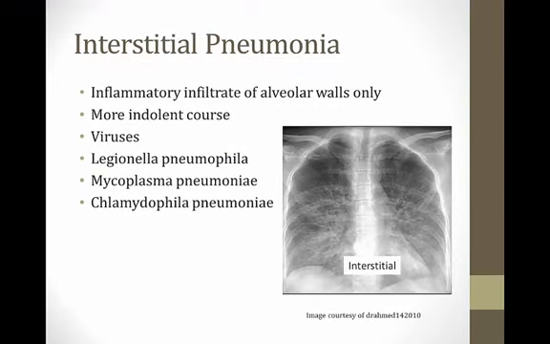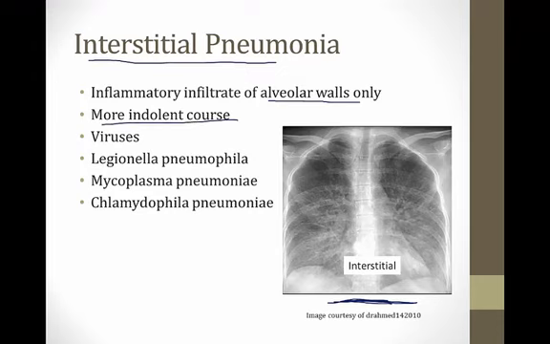The third type of pneumonia is called interstitial pneumonia, and this is where there's an inflammatory infiltrate of the alveolar walls only. And you get a picture like what I've shown in this chest x-ray down here. There's increased whiteness in both lung fields, and it's kind of streaky. You can see little white lines streaking through the lung fields, and that's what you see in interstitial pneumonia. These types of pneumonia are more benign.